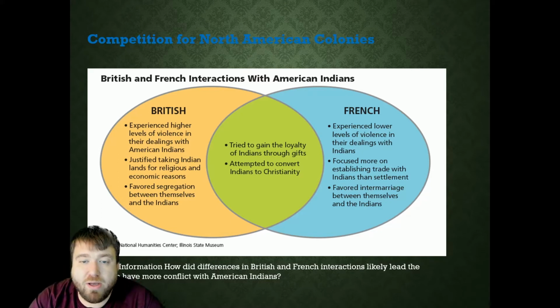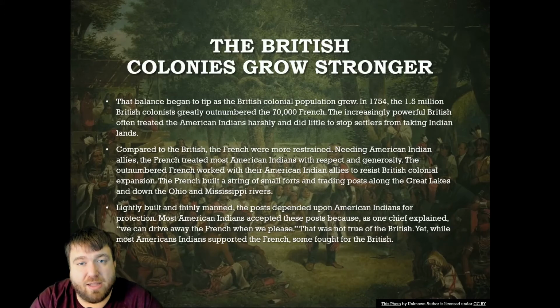Now, if we look in the middle, we see that both the British and the French tried to gain the loyalty of Indians through gifts and attempted to convert Indians to Christianity. So, while they both did that, the French are having a much easier time getting these allies.